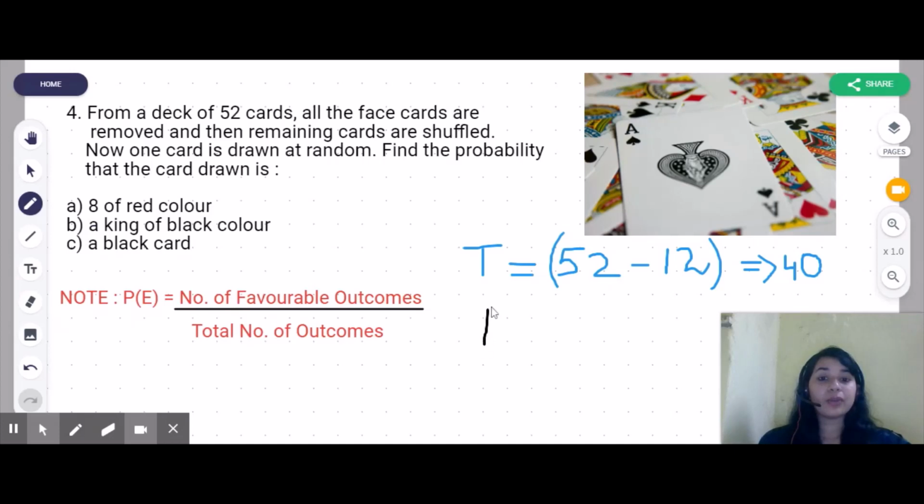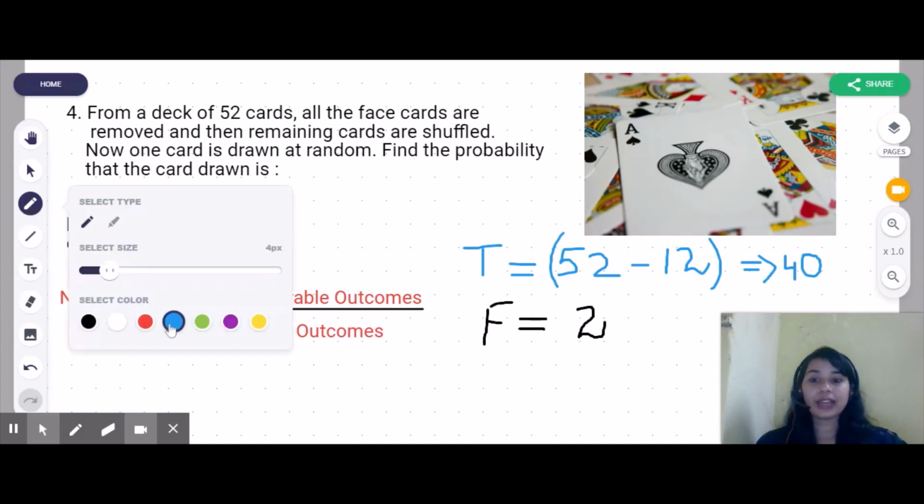Now let me write what the favorable number of outcomes are. What do we have to find? An 8 of red color. Now when it is said red color, hearts are also of red color, diamonds are also of red color. So how many possibilities do you have? You have two possibilities. You may either get the 8 of diamonds or you may get the 8 of hearts, because red color is there. So we have favorable outcomes as 2.